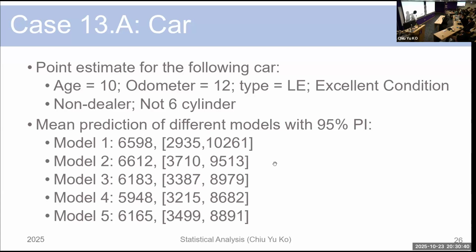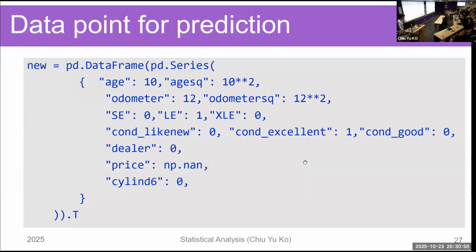And these are all the 95% prediction intervals, because you predict only one car, not the average. You want to sell the car or buy the car, so you only use the PI, so the range is pretty large. Okay. So this is how you input your data there. Once you input the data, then you can do the prediction.